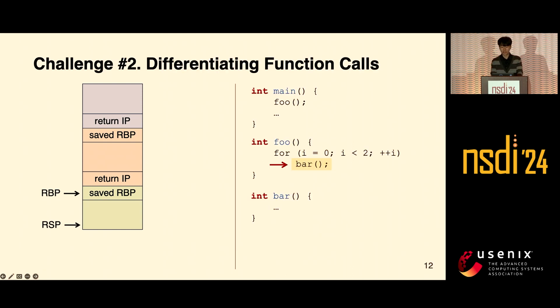The second challenge is we need a way to differentiate the stack frames of two different calls of the same function. The metadata of the two different stack frames may be the same, even though they are from two different function calls. For example, the return IP and the saved RBP are the same across the stack frames of the bar function calls here in the for loop. As a result, the stack scanner cannot distinguish between the two stack frames for two different function calls, and the measured latency of the bar function calls can be inflated because of that.